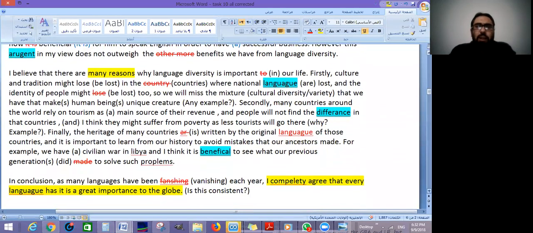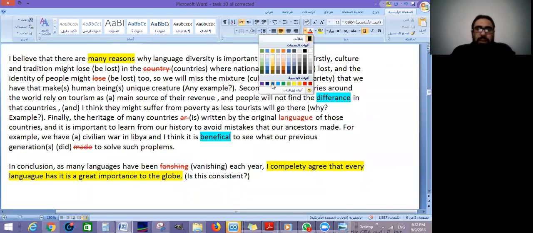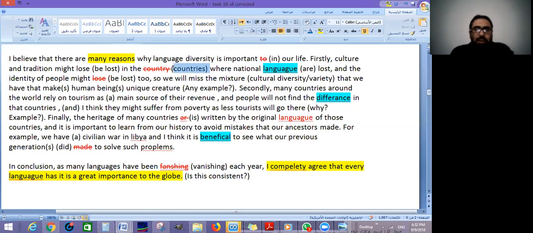I believe that there are many reasons. Now here we put many reasons. I would avoid words like that because then we start to have to come up with many different reasons for things. And I don't think there's any reason to give ourselves this kind of responsibility. Okay.